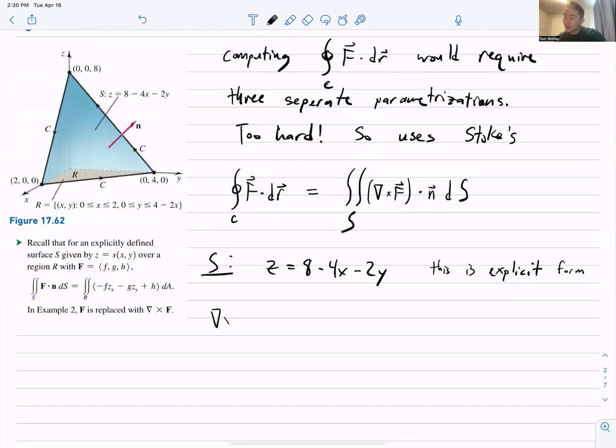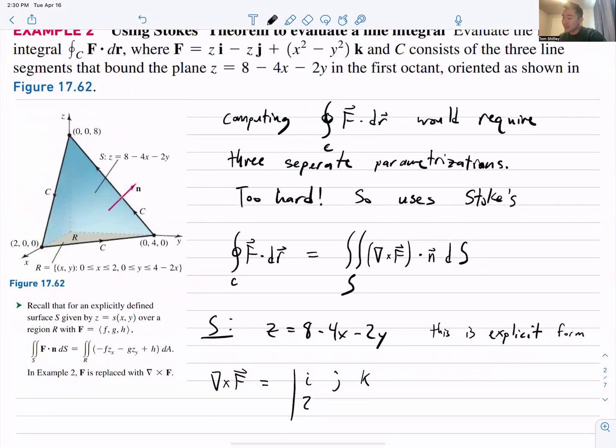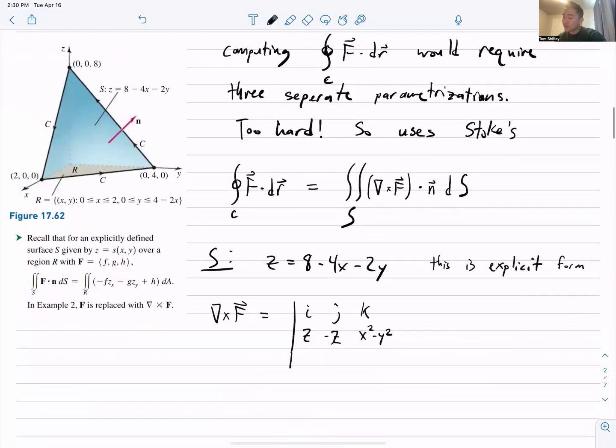So first, let's compute the curl of our vector field F. So the curl of our vector field F, remember, is i, j, k. And then you put the 3 components. So z, negative z, x squared minus y squared. And then we're going to do, oh, sorry, those are supposed to go down here. Those are the components. We put the del operators, del x, del y, del z.